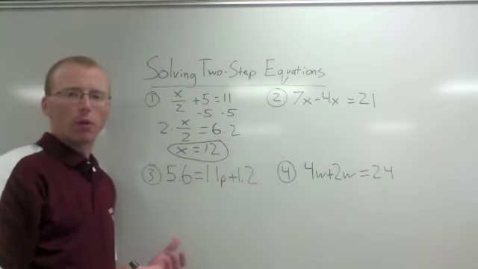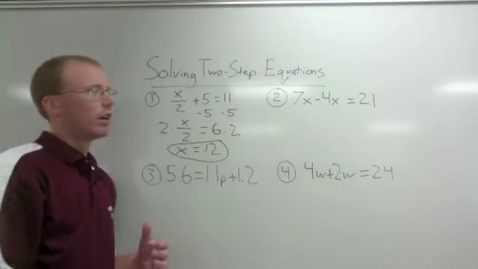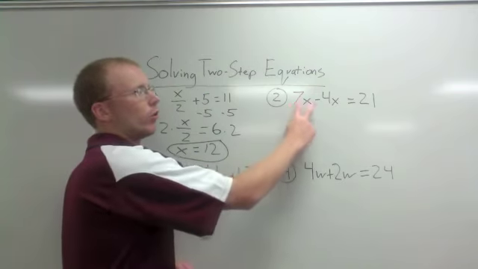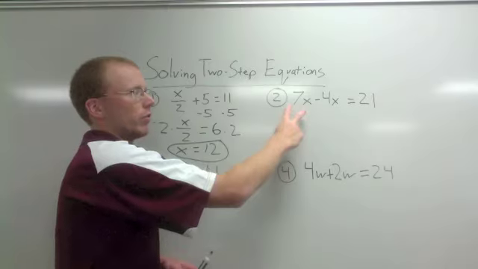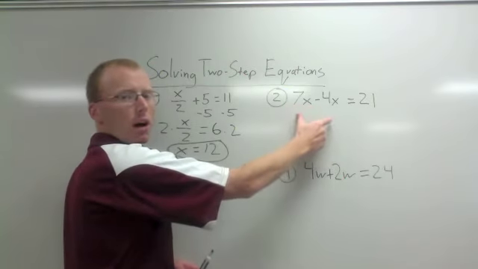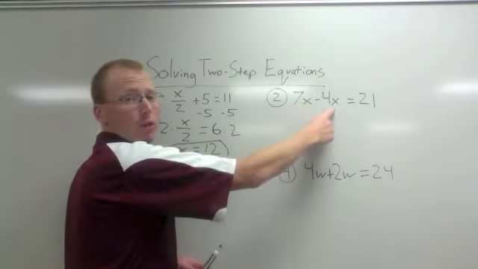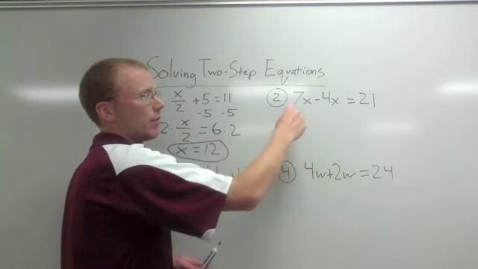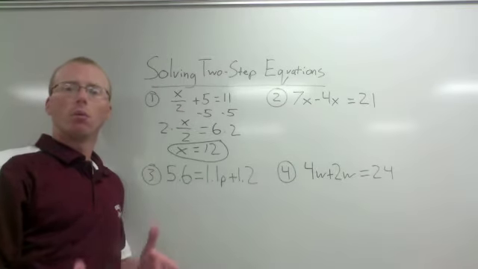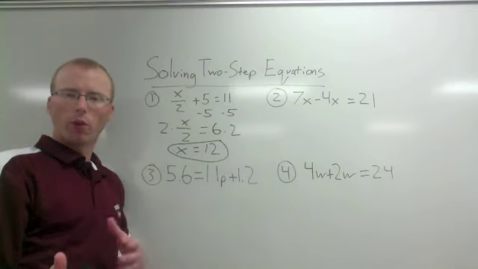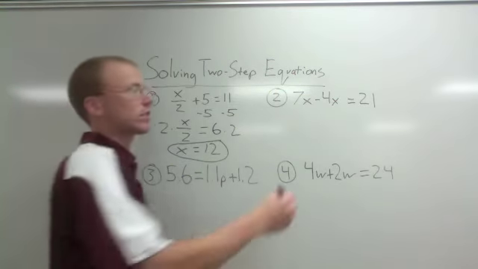Look at our second problem. We have 7x minus 4x equals 21. Now in this case, we have two terms with the same variable in it. When a situation like that arises, we're going to combine these two terms together. And we can do that because they're both x. So I have 7x minus 4x. We can treat that just like if we were taking 7 minus 4. So since 7 minus 4 is 3, 7x minus 4x is 3x.